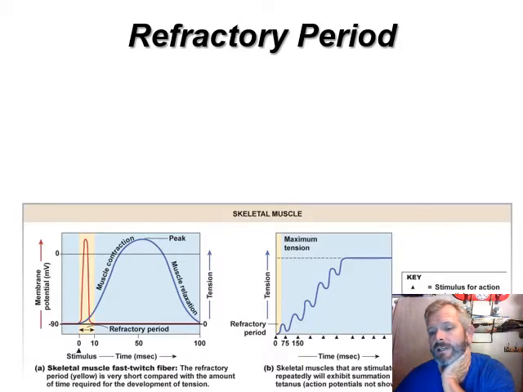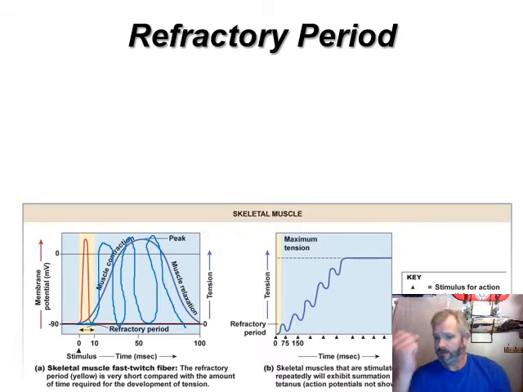But again, just to review, why are we able to create this tetanus? It's due to that short refractory period we see here. I can continually open up the channels, boom, give an action potential, open up the channels, boom, open up the channels, and that'll give me tetanus. I'm not relaxing, I'm getting no relaxation.